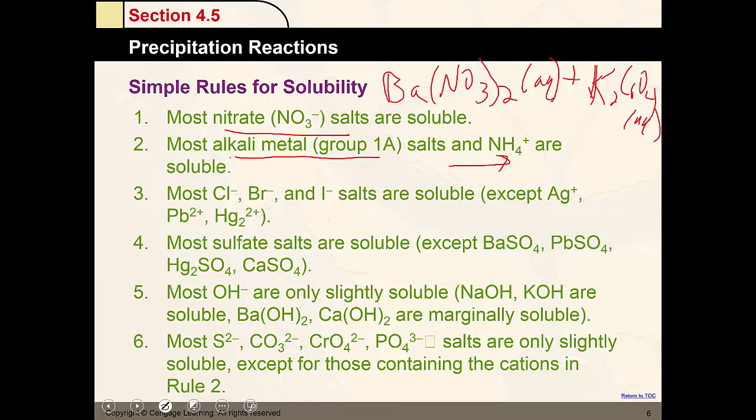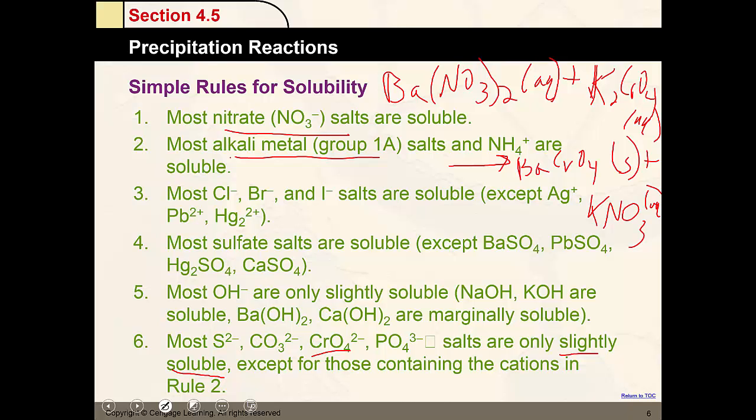Okay, so now those combine to produce the following two products: barium chromate, where if you look at rule number 6, it says most of these following anions are only slightly soluble. And remember, we assume that means insoluble, so that's the solid product. And then the other product here, potassium nitrate, if we refer back to rule number 1, most nitrate salts are soluble, so that is aqueous. So that's how we're able to predict which one of these will produce a solid product.